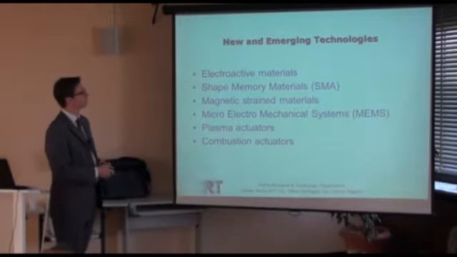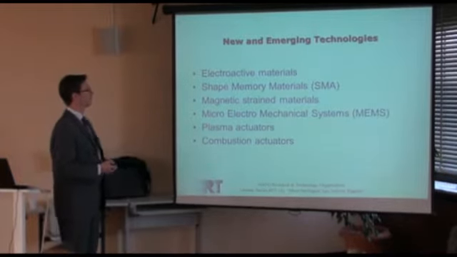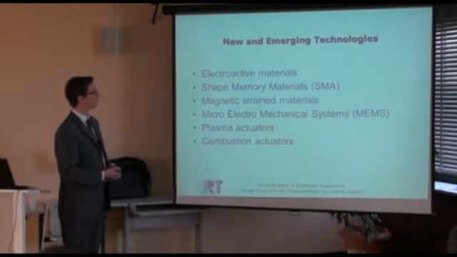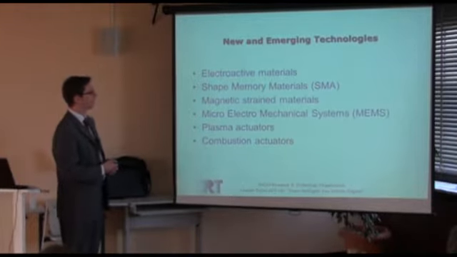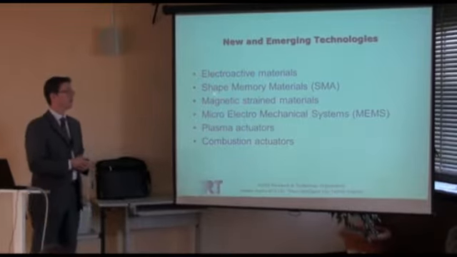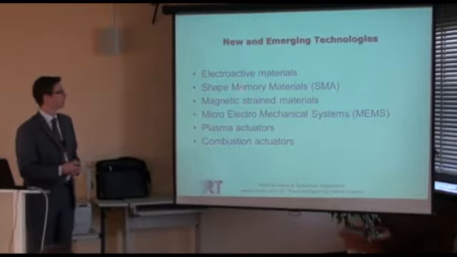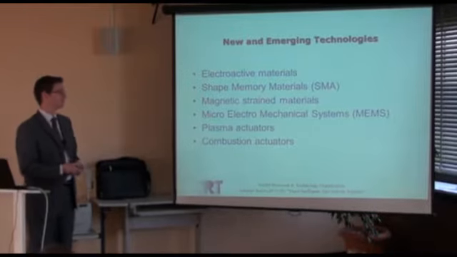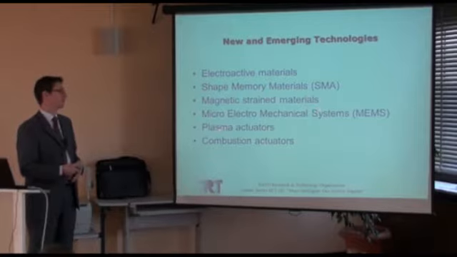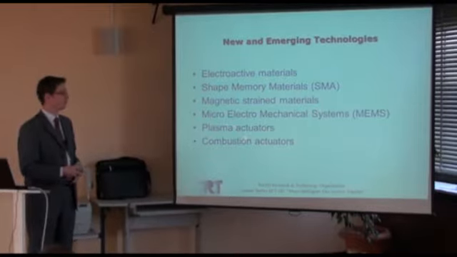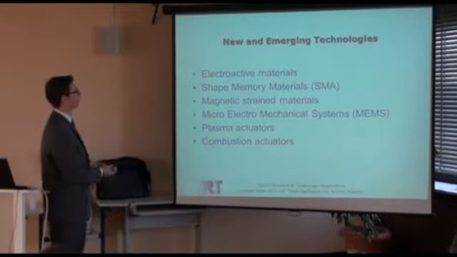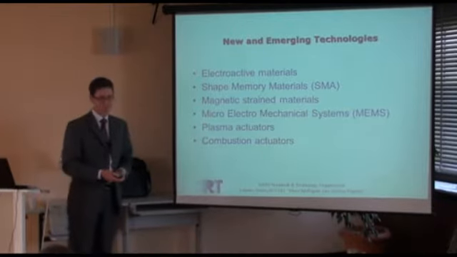There is a choice of emerging technologies which are adequate for use in an active control loop. There are electroactive materials, shape memory alloys, magnetostrictive materials, MEMS systems, plasma actuators, and some combustion actuators. I will go through them now and just explain what's behind these words and technologies.